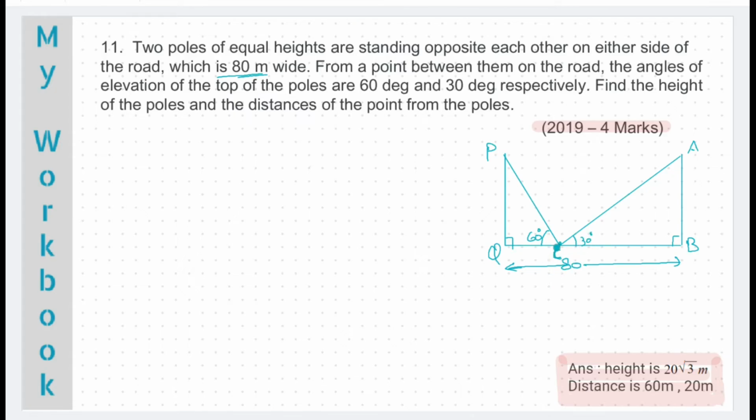Because when the point is closer to the tower, the angle of elevation will be bigger, and this point is much more away from the tower, so the angle of elevation will be lesser, 60 and 30 degrees. We need to find the height of the poles PQ and AB. Both are the same, so let's denote it as h. We need to find h and also the distances QC and BC.